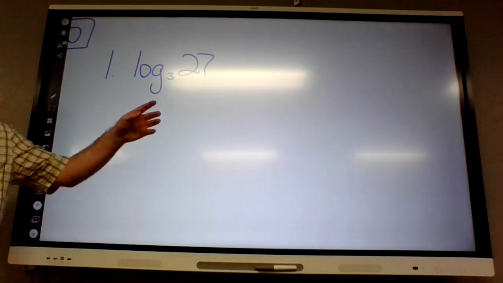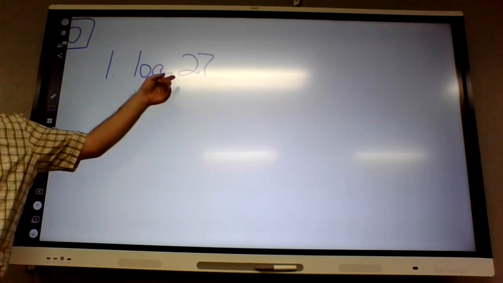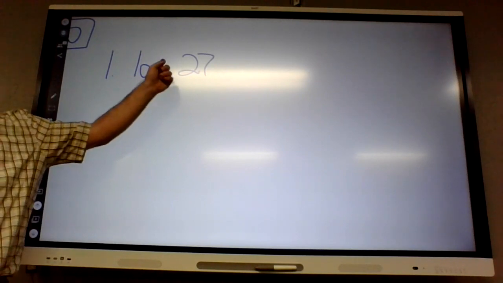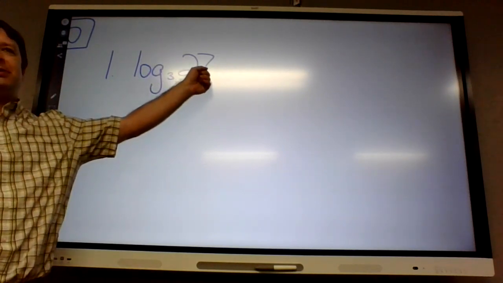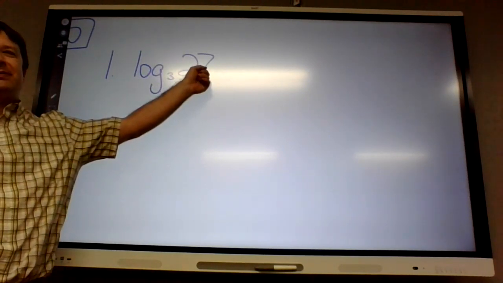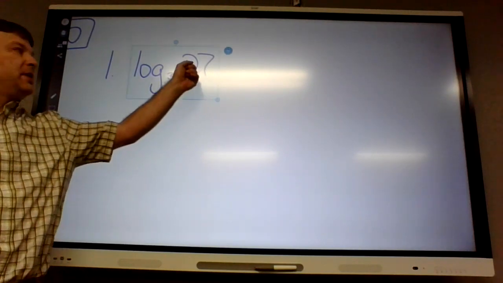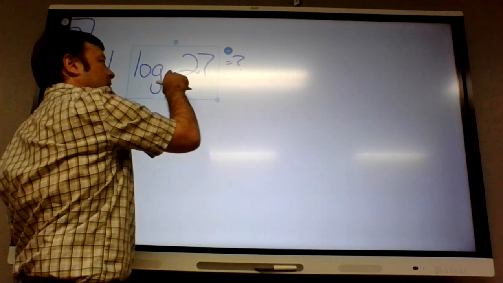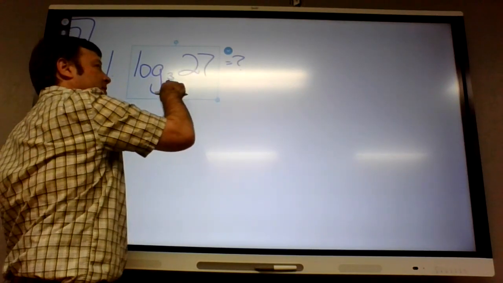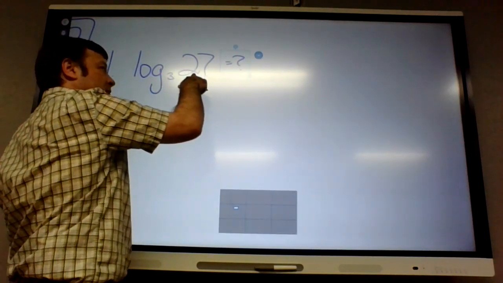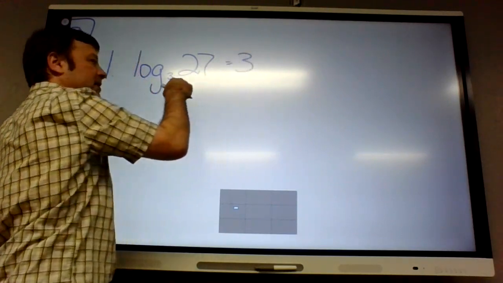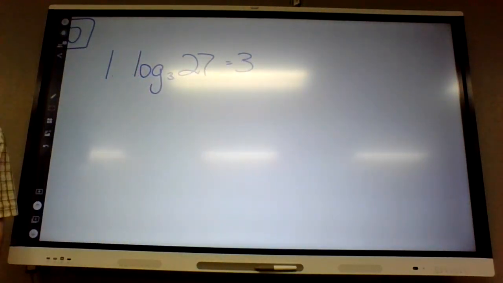Do you guys know what this means without a calculator? It means 3 to the what power equals 27. Remember how it's like A, C, B? It's 3 to the what power equals 27. And yeah, that would be a 3, right? Okay, let's make sure we can all plug that in the calculator.